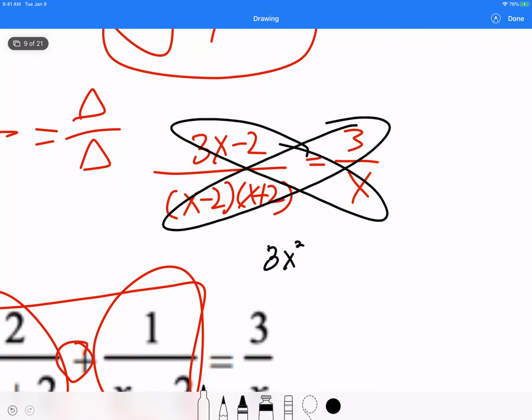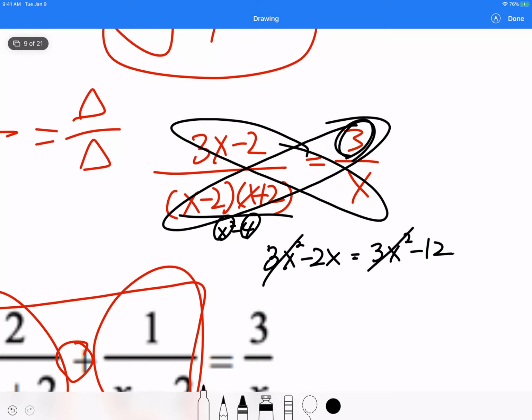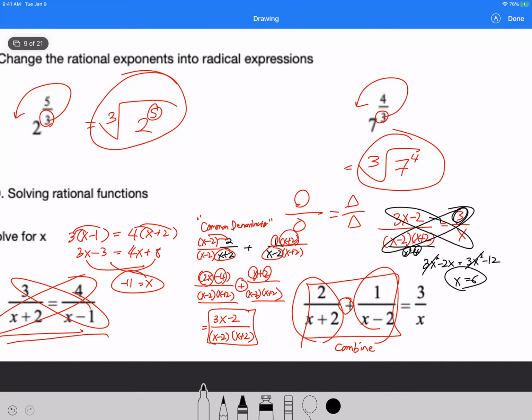I get 3x squared minus 2x is equal to 3 times the quantity, and if I simply multiply this, I get x squared minus 4 if you FOIL it out. So that might be a lot easier for me to do. And then I get minus 12, because 3 times x squared, 3 times negative 4. What happens is the 3x squared from both sides will cancel each other out beautifully. And my final answer is x is equal to 6. And that's it.